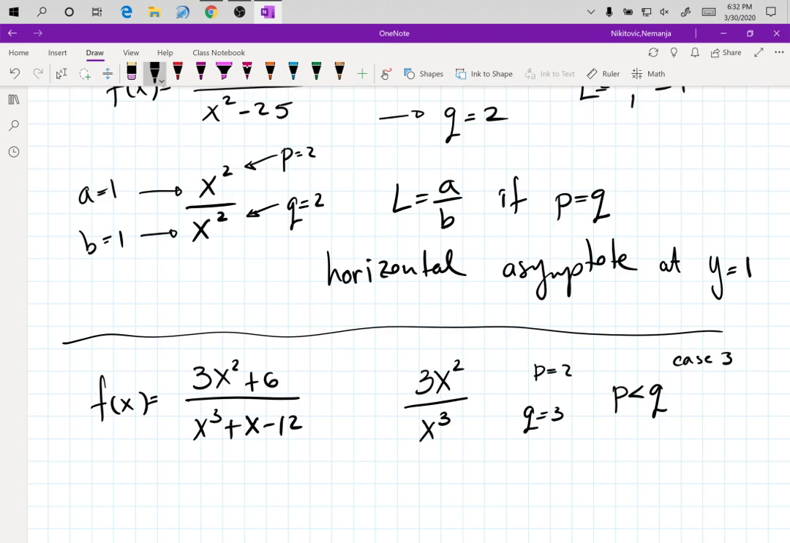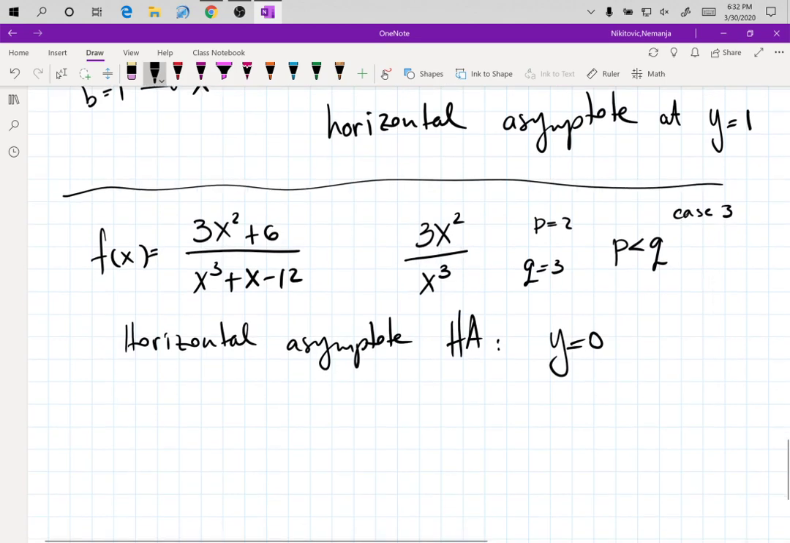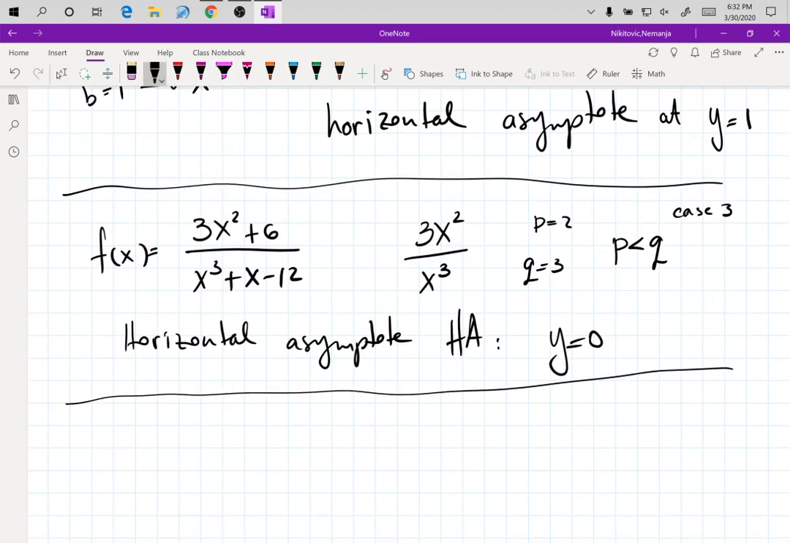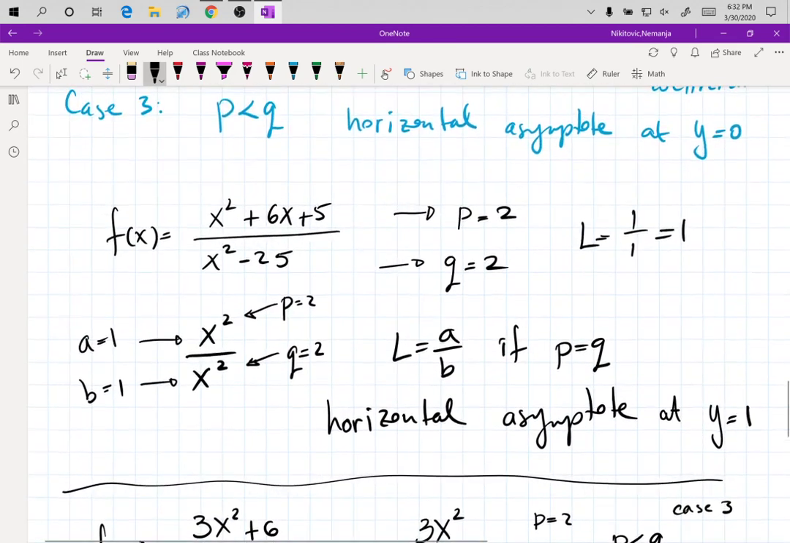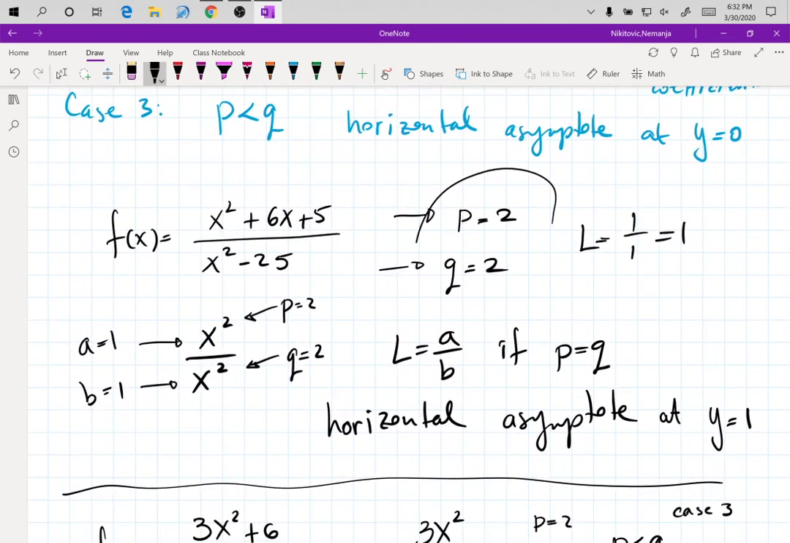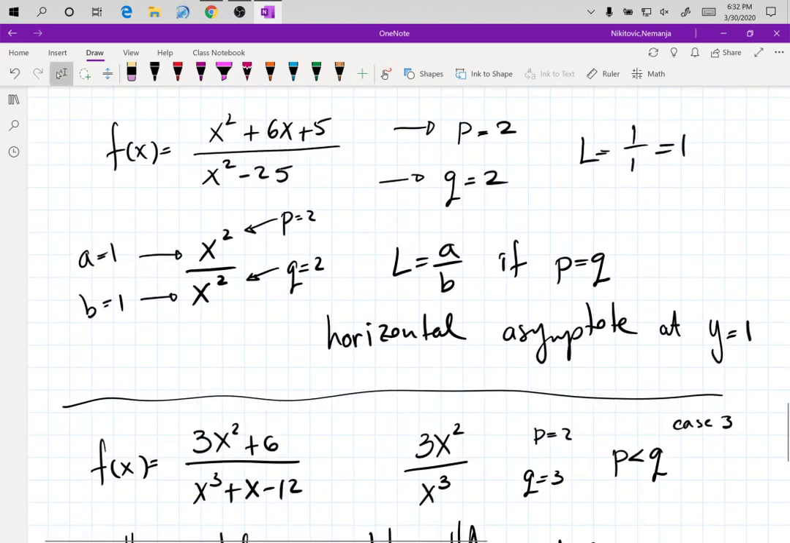So the horizontal asymptote, abbreviation HA, is at y equals 0. It's case 3. There's nothing to calculate here. You have to memorize 3 cases, 3 situations. In the case where we had the same P and Q, if they are the same, then you take the ratio of front coefficients. The example had both of them be 1, so it was kind of lame. 1 divided by 1 is 1.